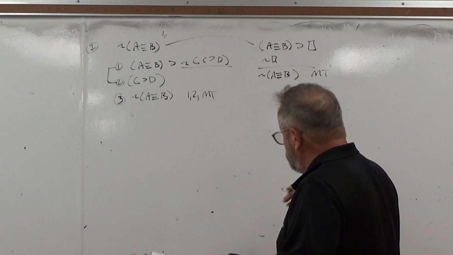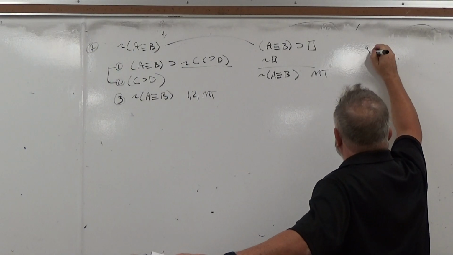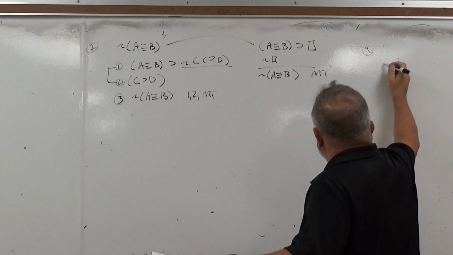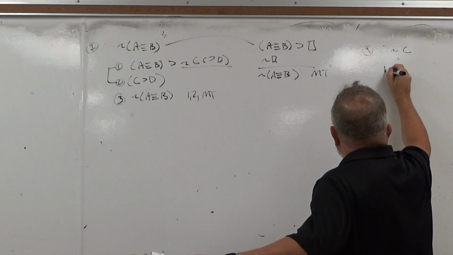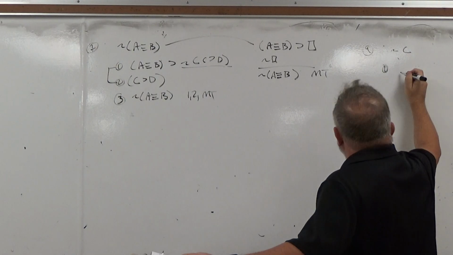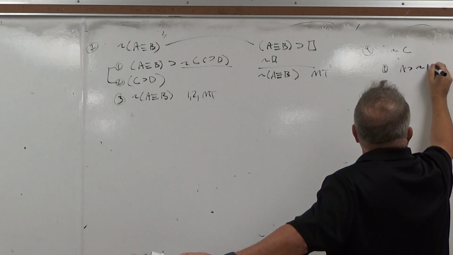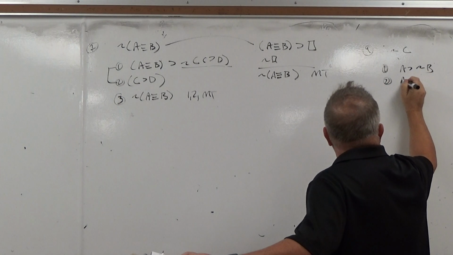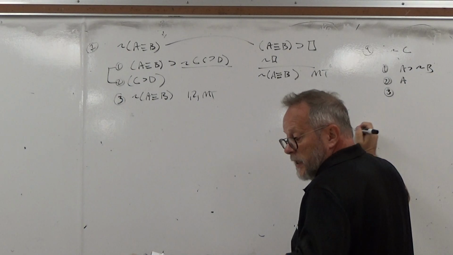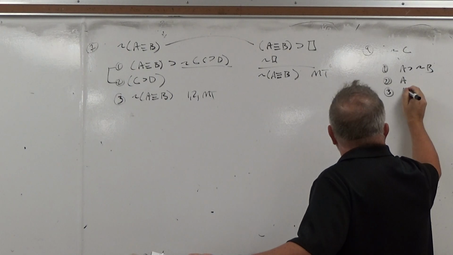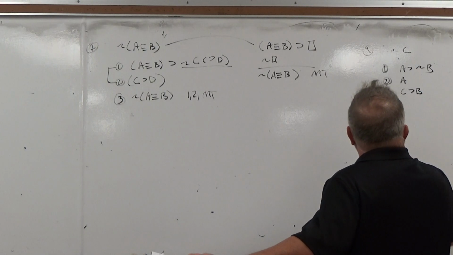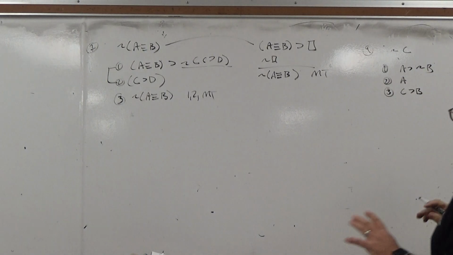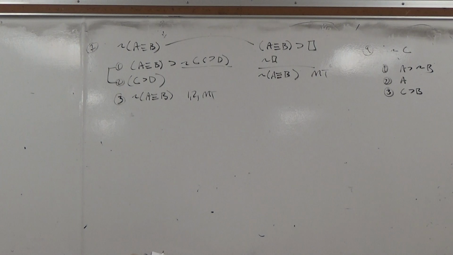9. Okay, this is the first problem that might involve some thinking. We have to get to not C. We have A, then not B. 2 is A. And 3 is C, then B. Okay, I have to get to not C. So the first thing I look for is a not C. I don't see it in my premises.